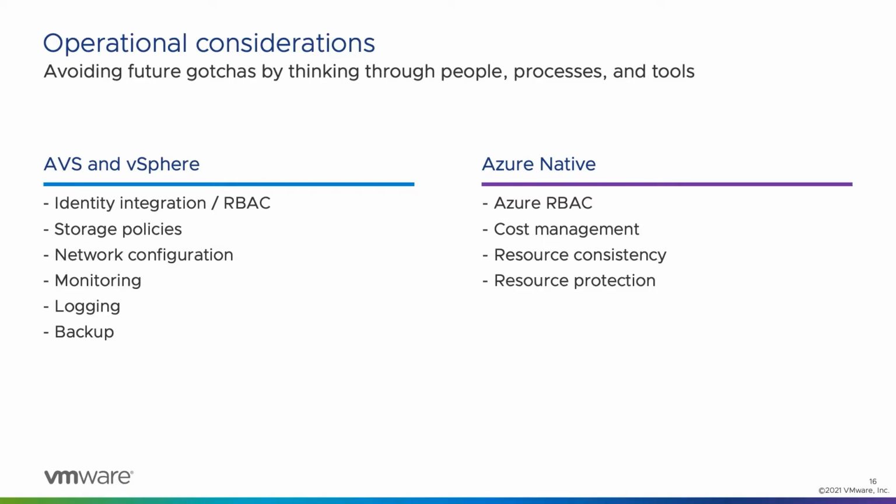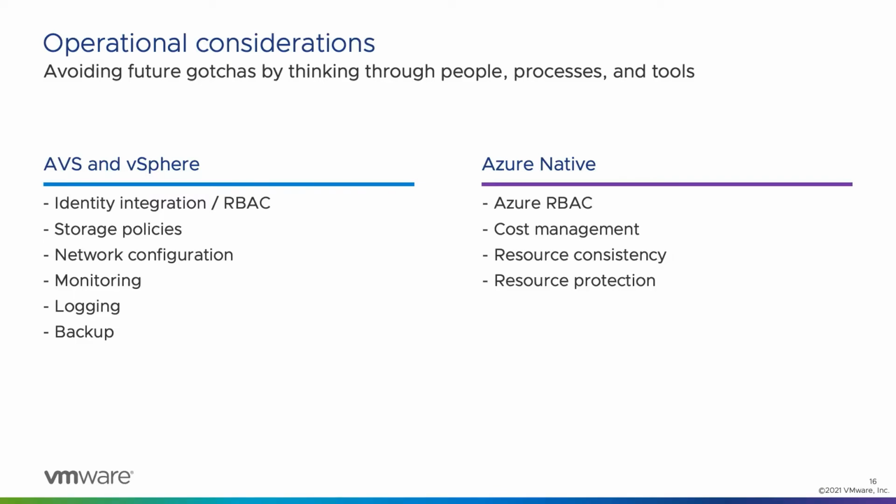Give this some thought before you deploy and build your RBAC controls appropriately. There may be some overlap. VI admins may need access to the AVS private cloud object to configure features that are only exposed there. These would include things like placement policies, storage policies, and creating DHCP and DNS changes.